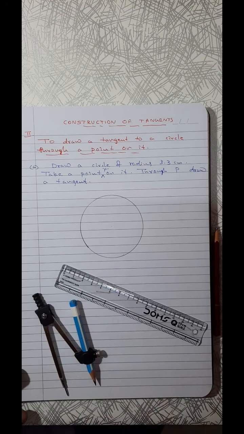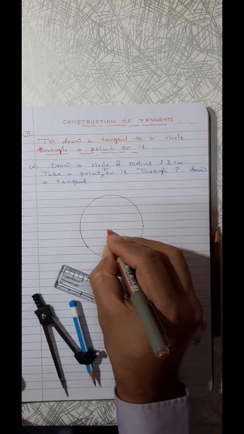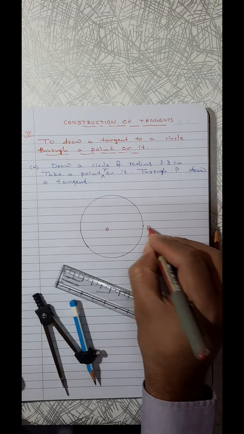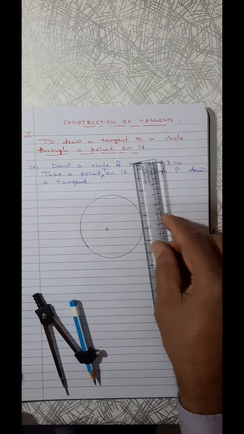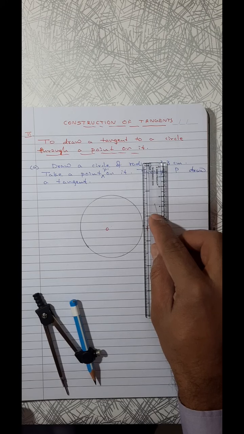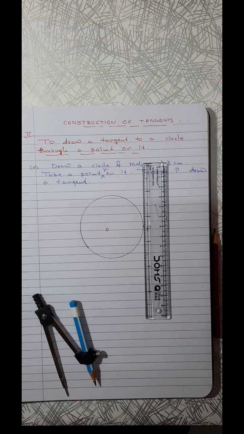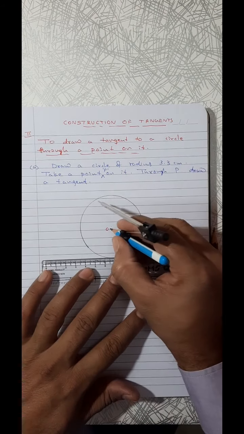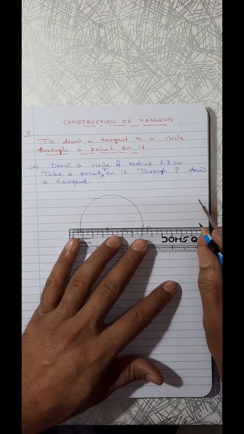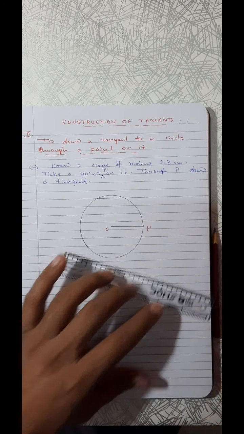Take a point P. So I will take a point here, point P. Circle with center O. Take a point P. The question is to draw a tangent. Tangent means a line which is just touching the circle. This is a tangent line which is touching. Now simply I cannot draw. Construction it is. So the procedure is, first join the center with the point P. That means to draw the radius.